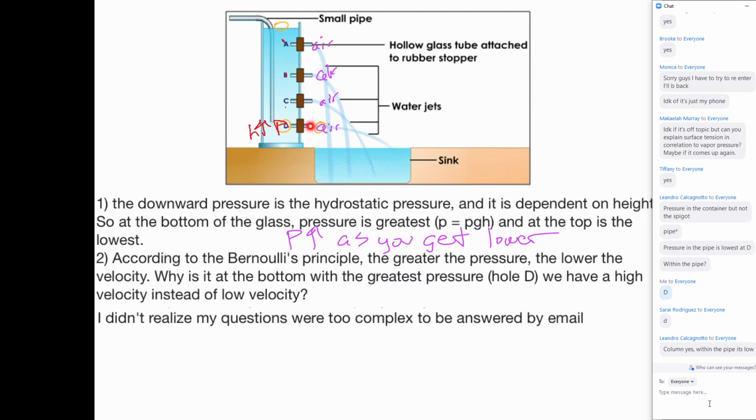But within the pipe itself, the fluid's flowing faster through pipe D than it is through pipe A. So pipe D has the smallest pressure against the walls. So it's the one that could collapse most easily.